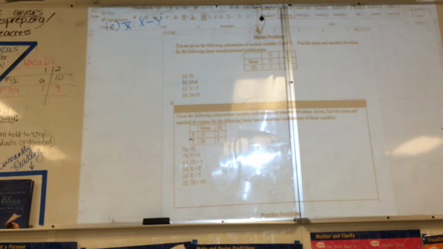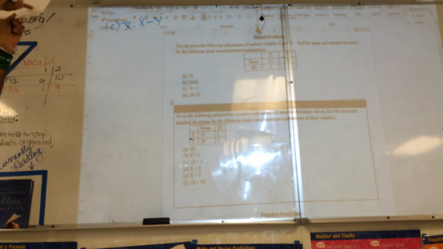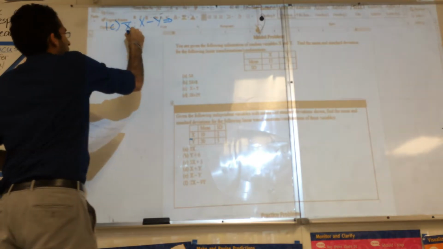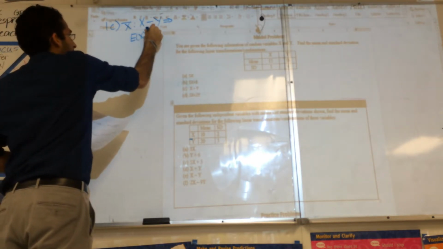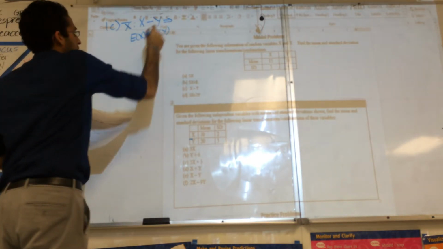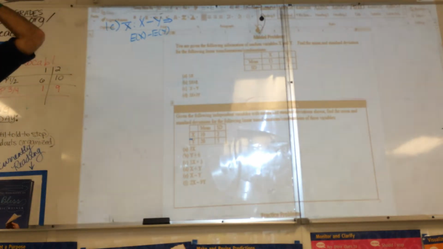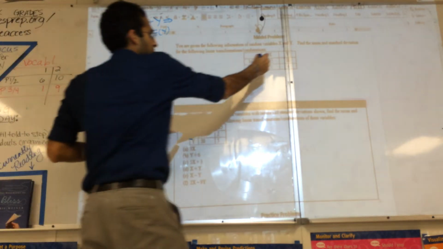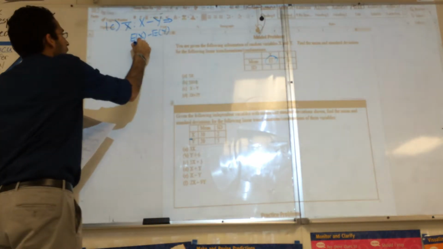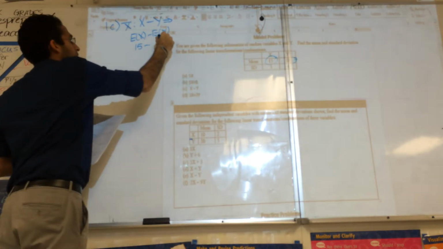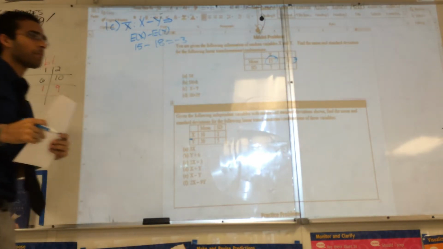Our formula sheet says on the bottom row, we do the expected value of x minus the expected value of y. So this is equal to expected value of x minus expected value of y. The expected value of x, expected value is another word for average, another word for mean, is 15 minus 18, negative 3.